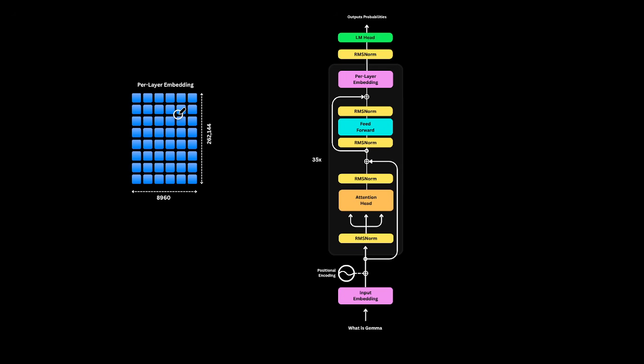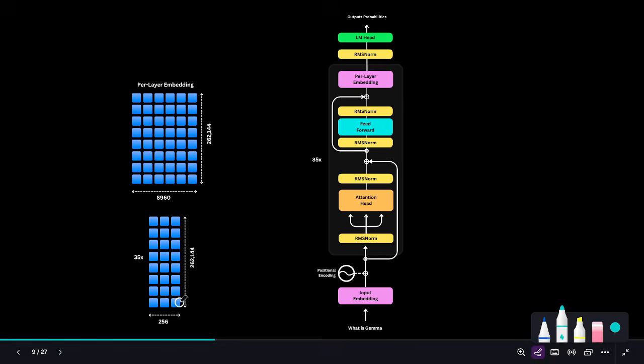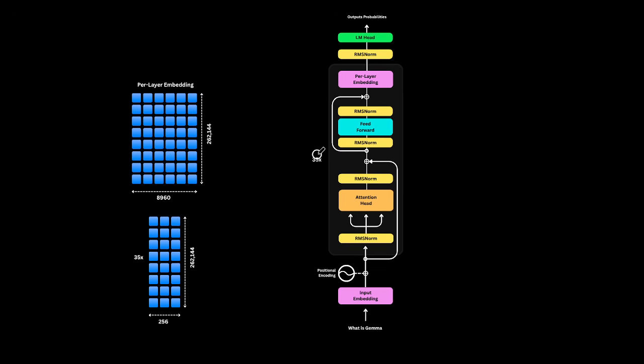So rather, let's divide this matrix into subsections. The same amount of tokens are represented, but now it's been divided into 35, and the representation has reduced. It's no longer 8,000, rather it's 256. So now each layer will have access to a version of this embedding, and that's why we call it per layer embedding.